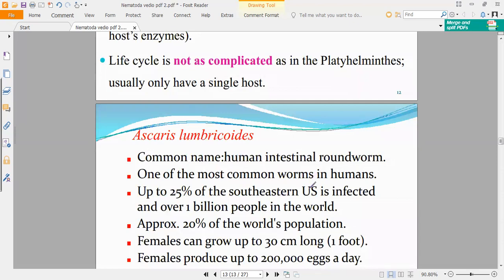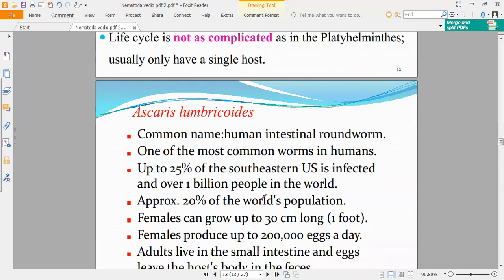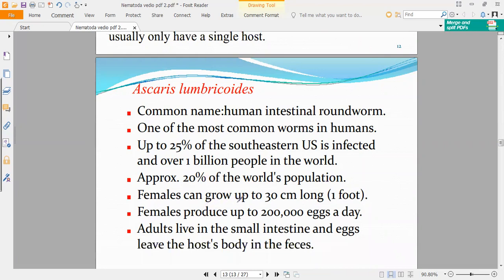It is found in the Southeastern USA and infects over 1 billion people in the world, which reveals that approximately 20% of the world population is infected by Ascaris lumbricoides. Females can grow up to 30 centimeters long. Females produce up to 20,000 eggs a day. Adults live in the small intestine and eggs leave the host body in the feces.